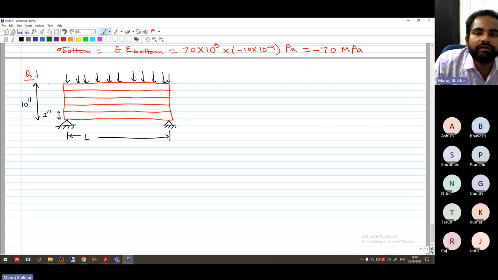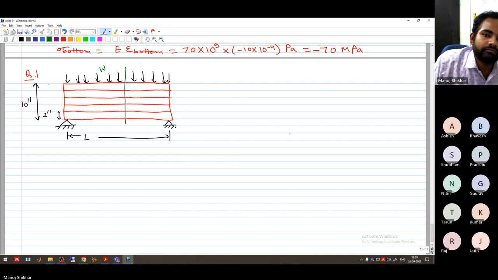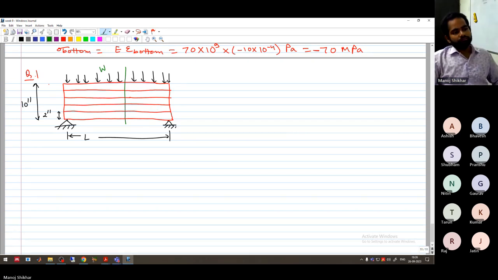So to proceed, we will cut a section here. Before that, let us assume the distribution is W. Because this is a symmetric thing, for this case we can find the reactions, and the reactions will come out to be WL by 2 and WL by 2 at each of the ends.